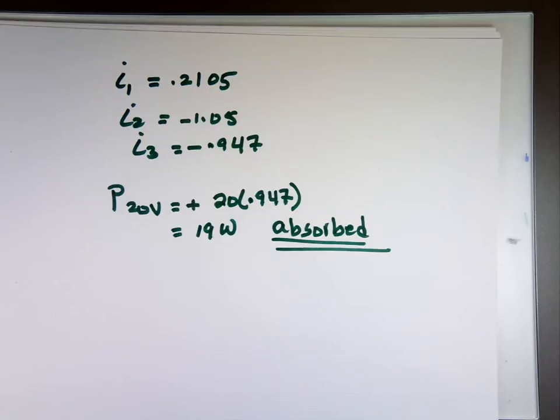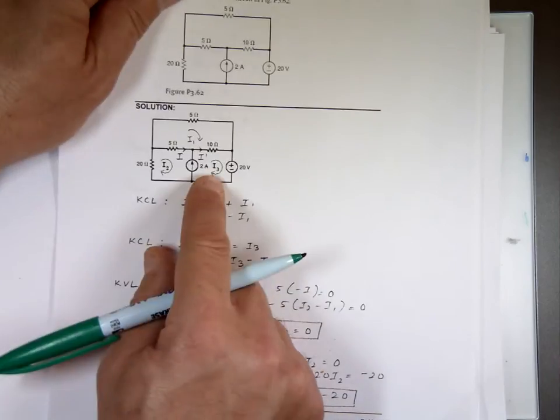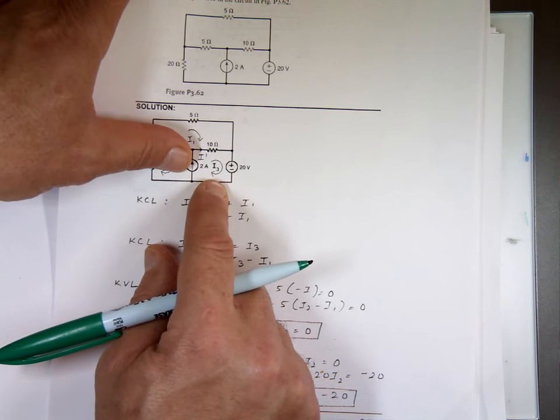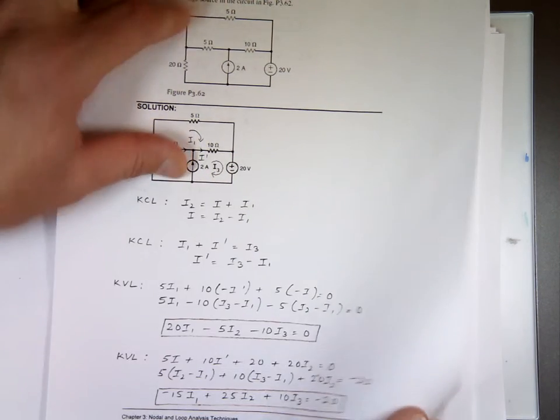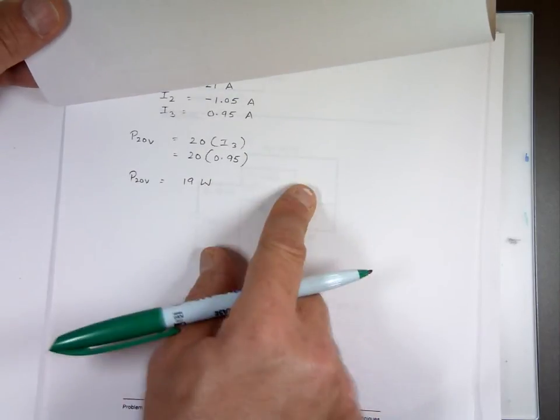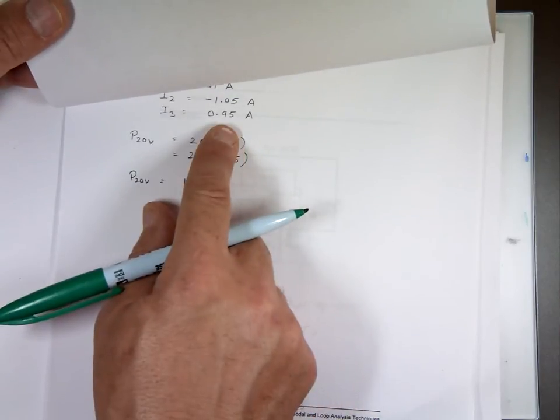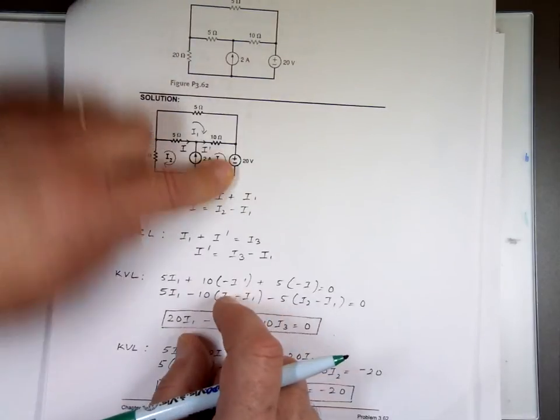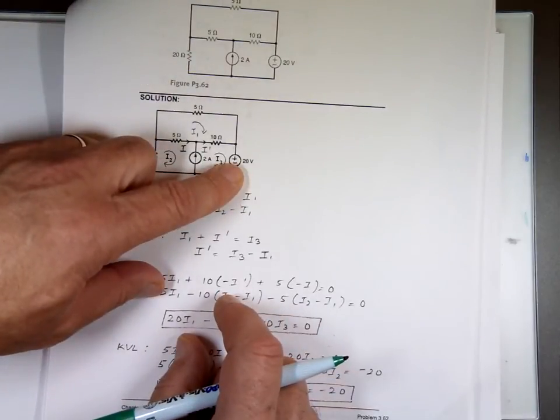Yep, they're wrong, because they defined their current coming down. I sub 3 is coming down, see it? I don't know if you can see it. And their value is 0.95, which is fine. I defined mine going up, which is negative 0.95. So 0.95 times this, that's plus, entering a plus. That should be absorbed, not supplied. So that should have been here.